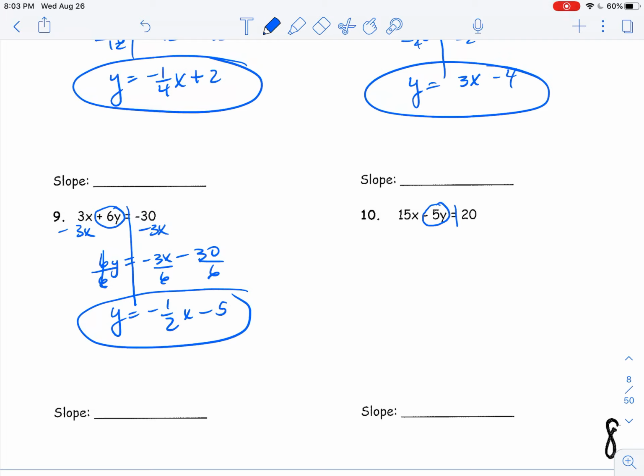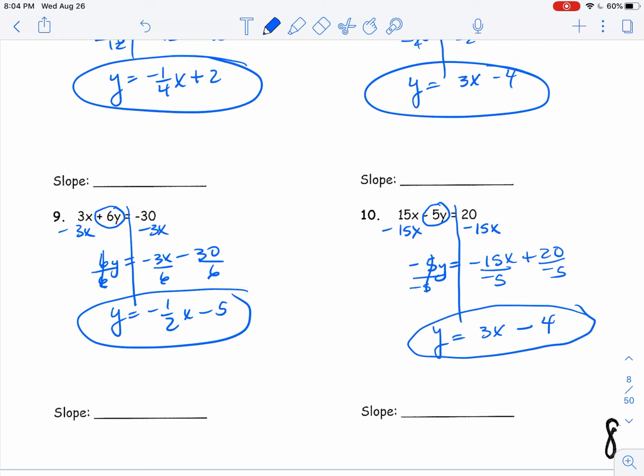Get this term by itself. It's the one with the y. Get rid of everything else on the left side. So I end up with a negative 5y is negative 15x positive 20. Divide everything by negative 5. That gets the y by itself. We're doing the opposite or inverse operations. And negative 15 divided by negative 5 is positive 3. 20 divided by negative 5 is negative 4. And we're done.